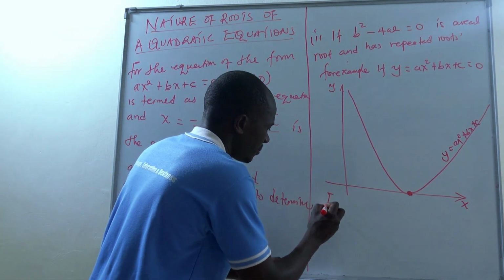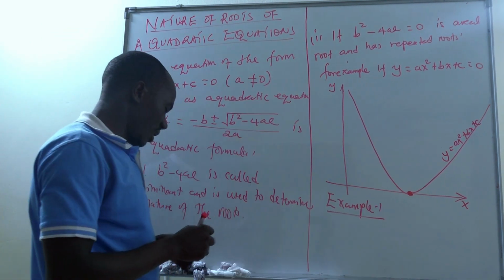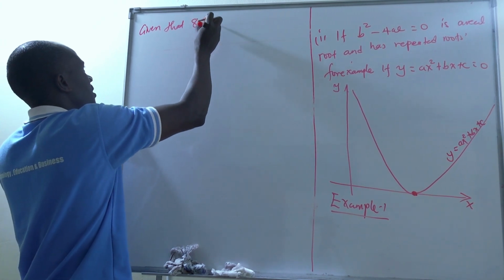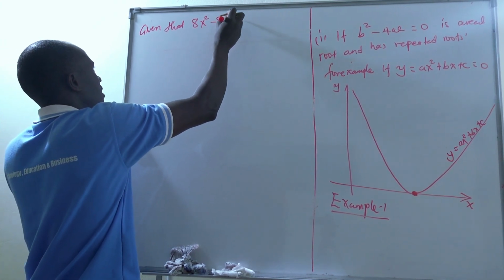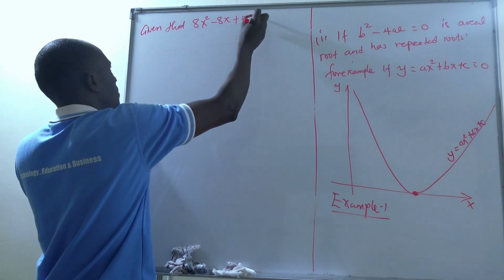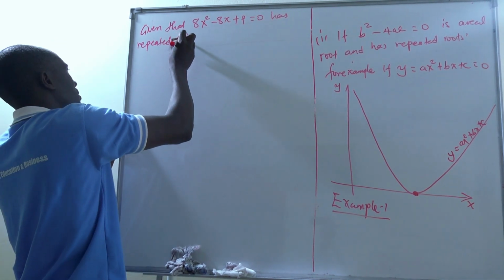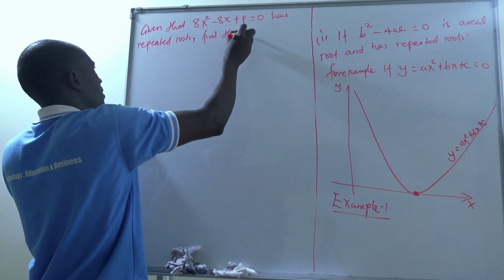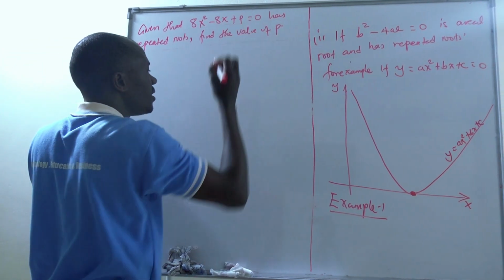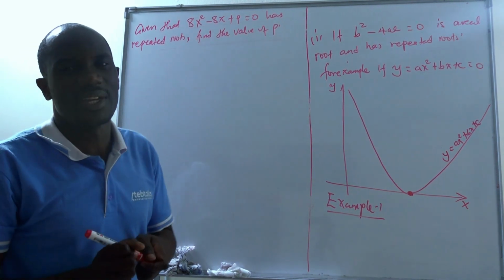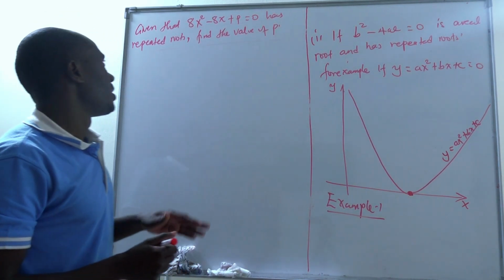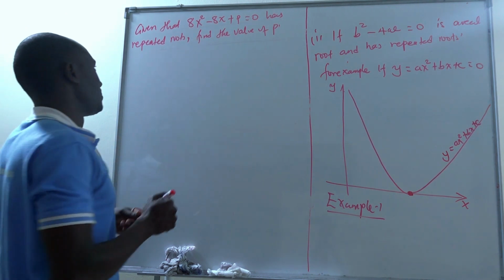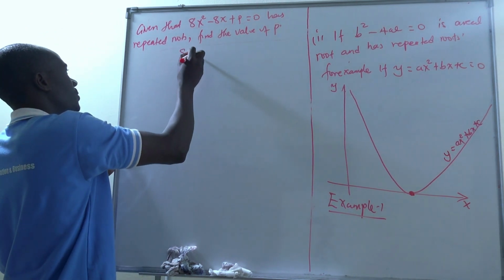For example, example 1: given that 8x squared minus 8x plus p equals 0 has repeated roots, find the value of p. So if a question comes in that way, you can see that what you have is already a quadratic equation. Let's look at the solution.